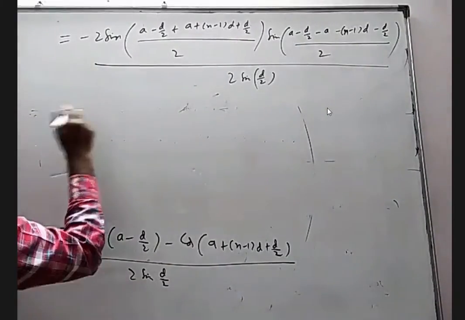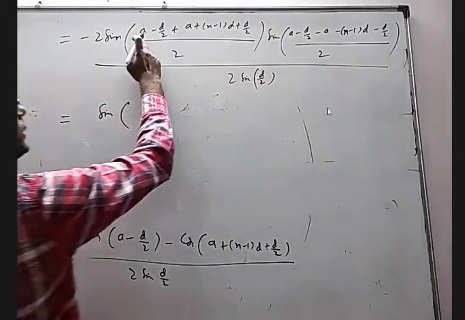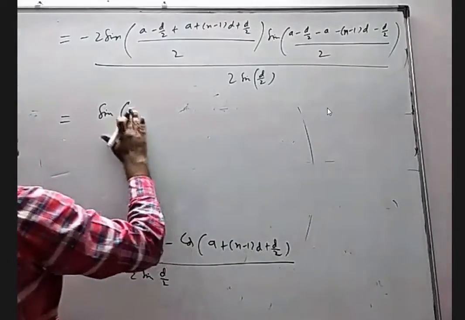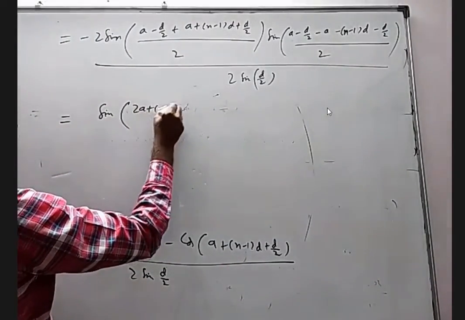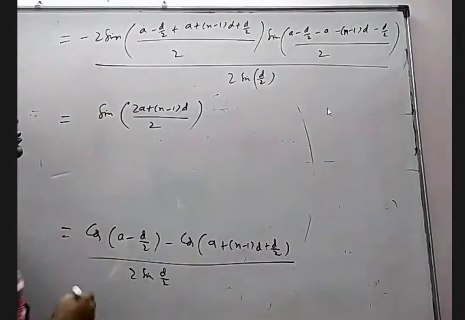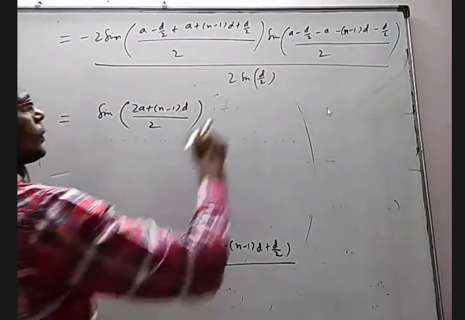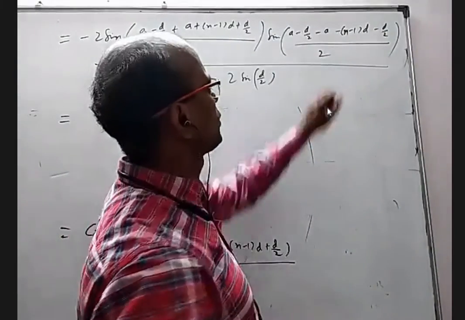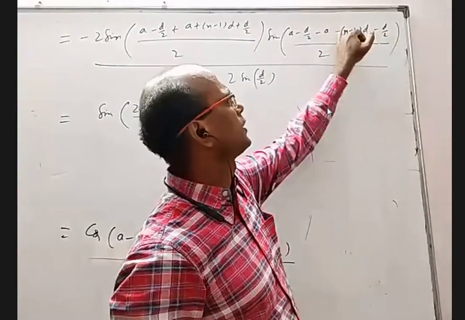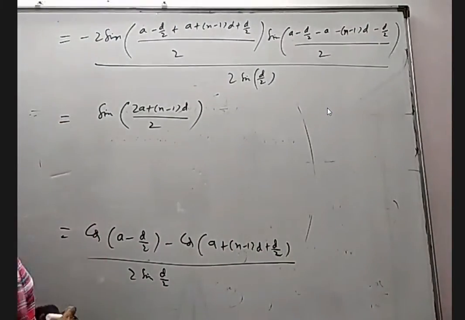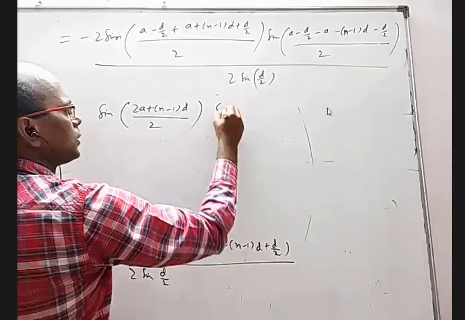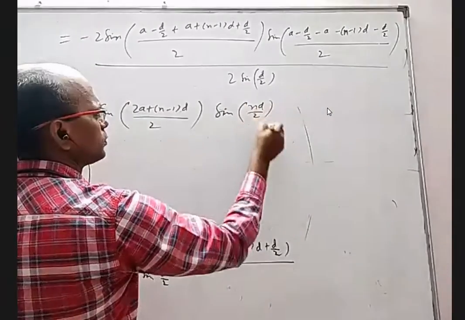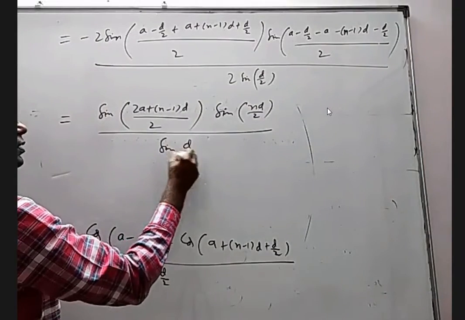2 and 2 will cancel. Sin. Here A plus A is 2A by 2. Minus D by 2 plus D by 2 cancel. So I think we leave it: 2A plus (n-1)D by 2. Coming to this, A will get cancelled. D will get cancelled because minus D by 2 is minus D, here plus D. I will be left with only nD with a minus, and that minus will go here. It will be sin of nD by 2 by sin D by 2.